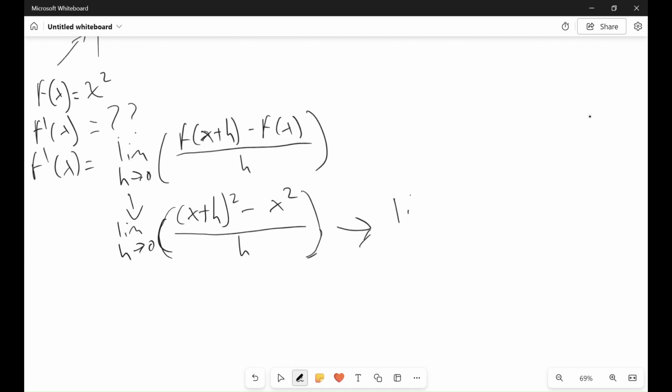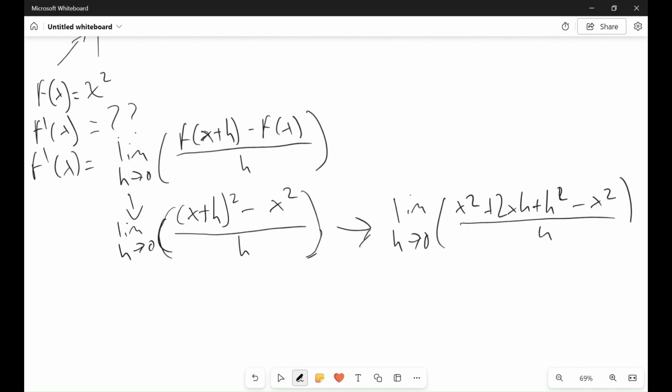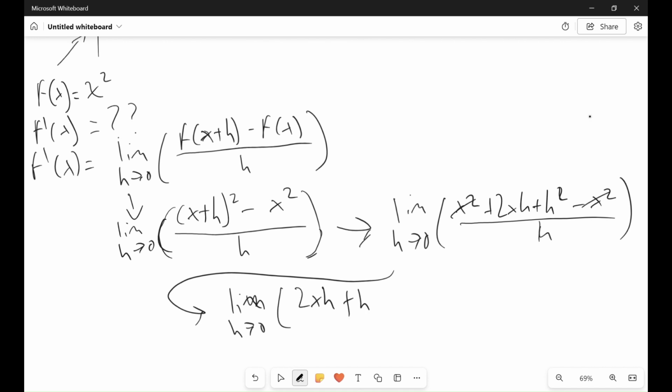Okay, so let's do our algebra. So we have the limit as h approaches 0 of x plus h squared, which is x squared plus 2xh plus h squared. We're just expanding that, minus x squared over h, and as you can see, the h's are going to cancel kind of nicely. So let's go to a new line. The limit as h approaches 0 of x squared, and the minus x squared go away. So we have 2xh plus h squared over h, perfect.